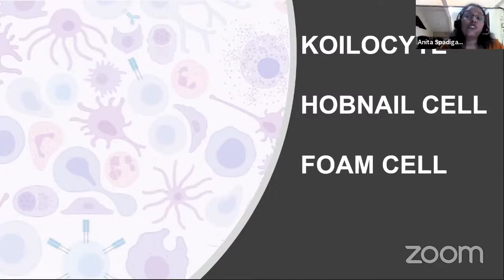Now, today we have three cells, and yes, I know that I did add the civet bodies to it, but then I thought that being a body or a cell which has undergone a change, that is apoptotic change, we look at those cells first today. So today it's just going to be three cells: the coelocyte, the hobnail cell, and the foam cell.